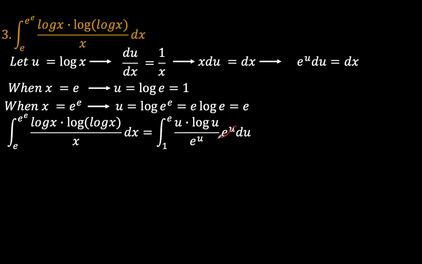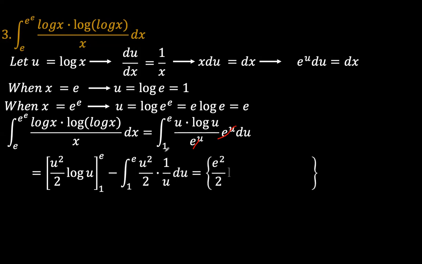So you see, this would cancel out, and so we are left with the product of u log u. And so what we can do here is assume that u is the same as dv and log u is the same as u. So using integration by parts, uv is the same as the integral of dv, which is u squared over 2 log u, with the necessary limits.